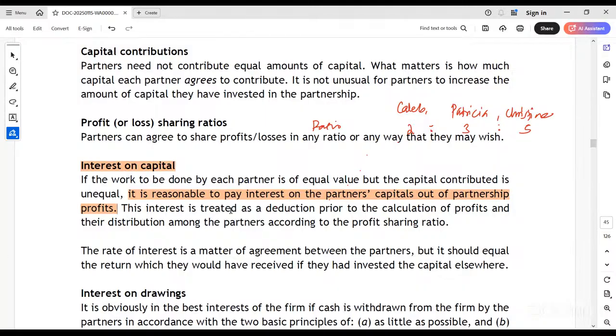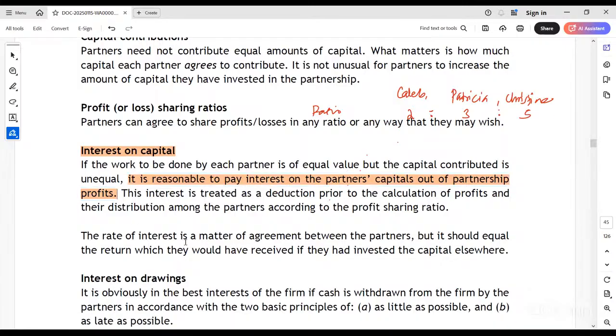So this interest is treated as a deduction prior to the calculation of profits and their distribution among the partners according to the profit sharing ratio. We are going to see how to deal with the interest when it comes to the accounting. The rate of interest is a matter of agreement. So the partners will agree on the rate of interest. Is it 10%? Is it 5%? So they will agree on how they are going to be paying interest and at what rate. Then we have interest on drawings.